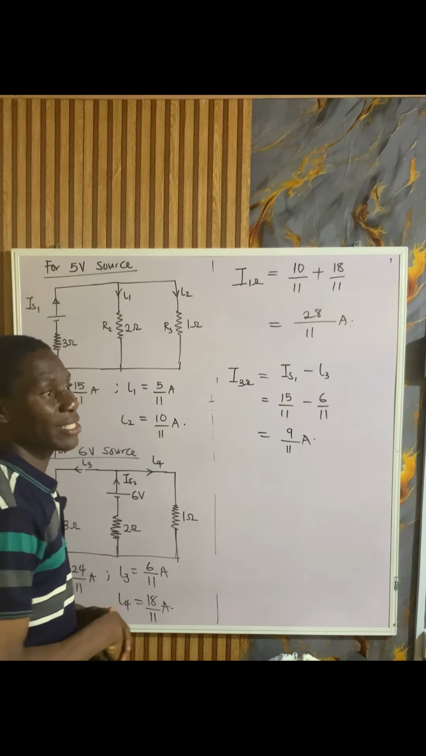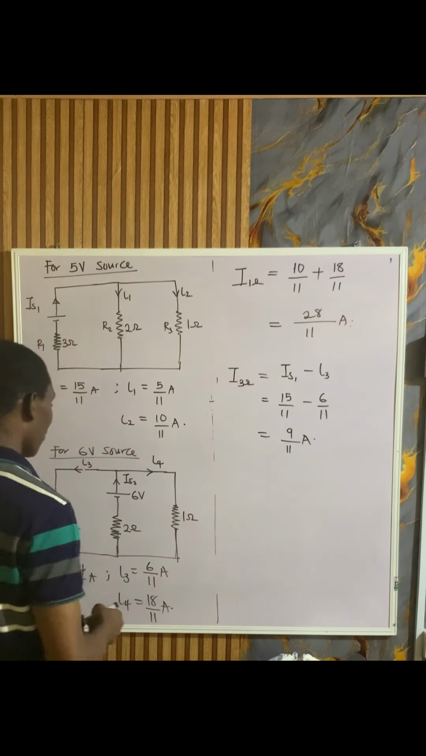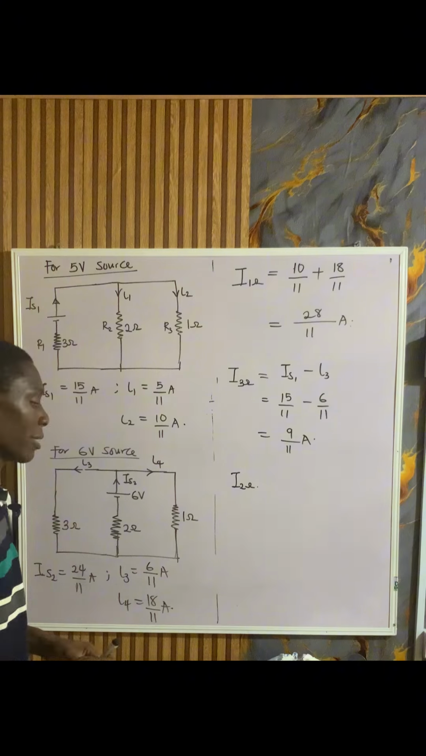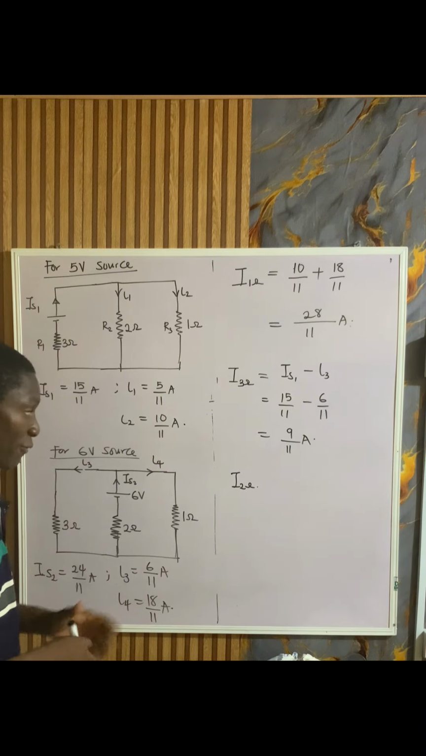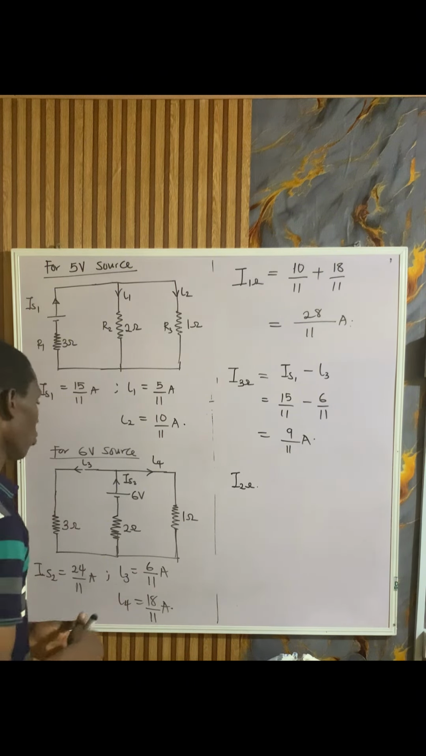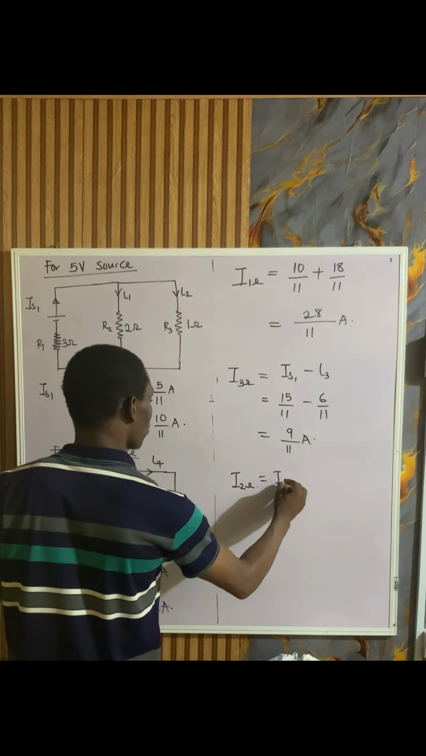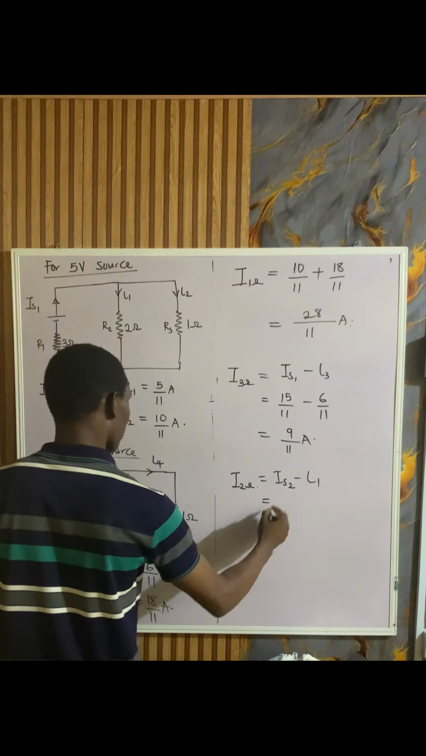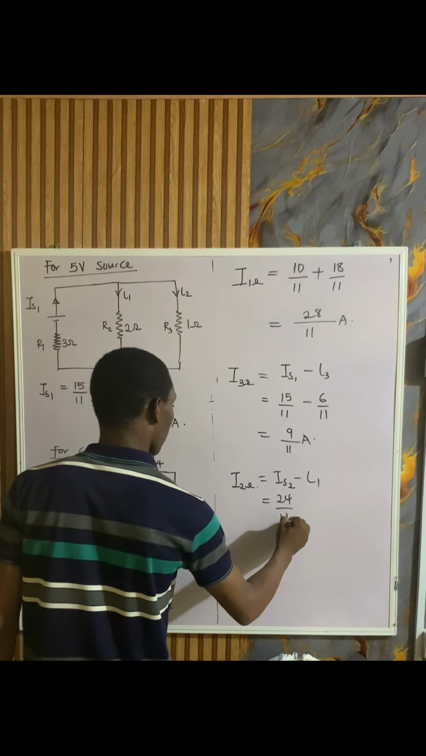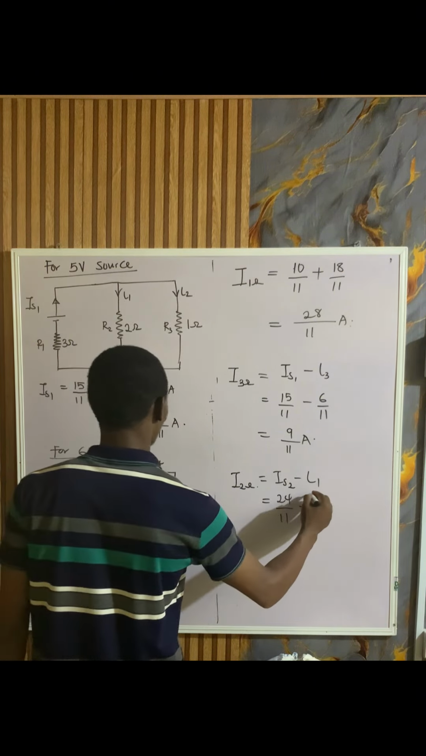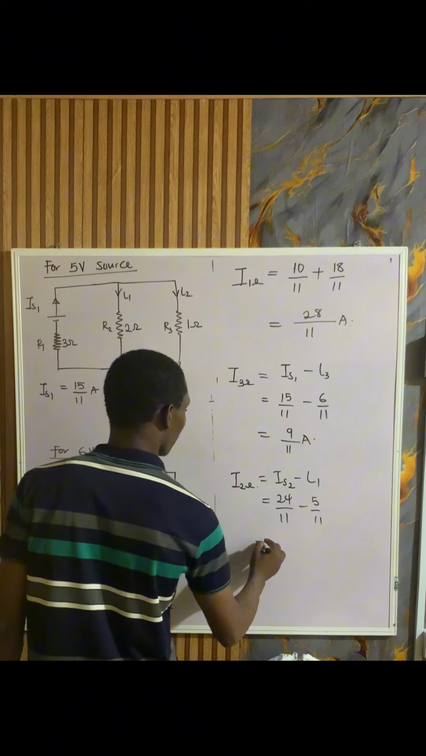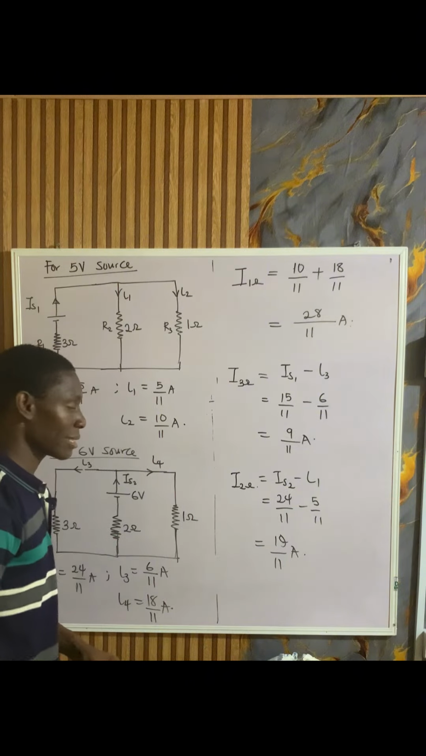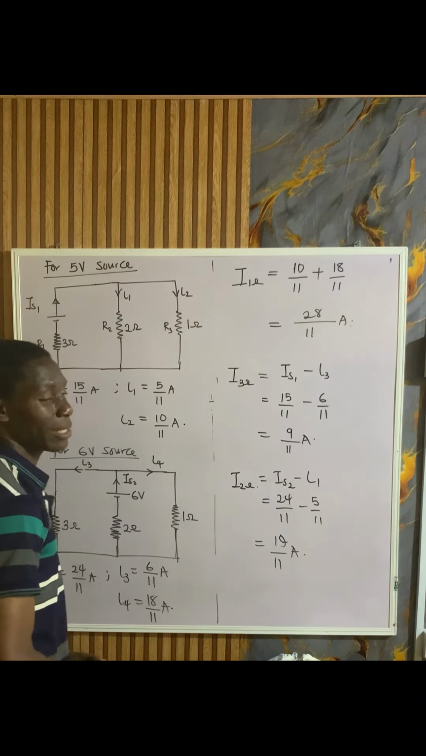If you use any other theorem to solve this question, you will still get the same answer. So if I'm calculating current flowing through this 2 ohm resistor, what will it be? You can try that on your own. You can pause the video and try. But if you solve accurately, you will have it to be I source 2 minus I1. I source 2 is 24/11 minus I1, which is 5/11. So this will give us 19/11 ampere. So that's that for this question. Let's take another question.